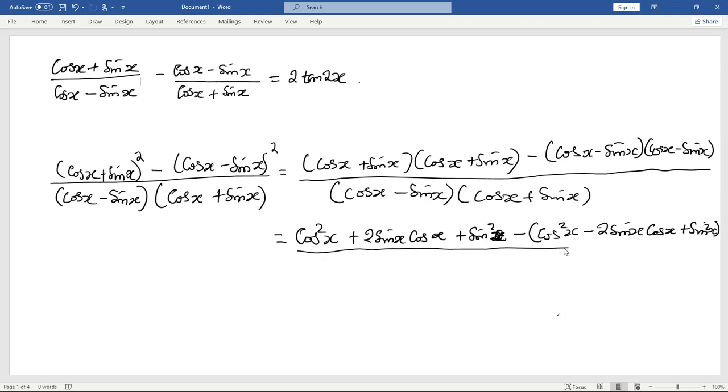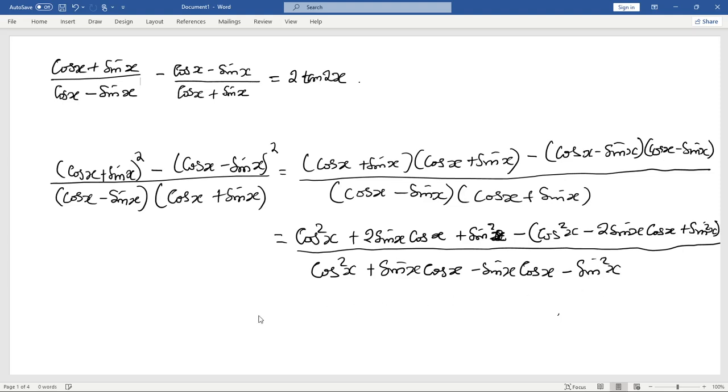Then we divide everything by the product of what we have below, which is simply going to be cos x by cos x. We get cos squared x minus sin x cos x, then plus sin x cos x, then negative sin x by sin x, we get negative sin squared x.